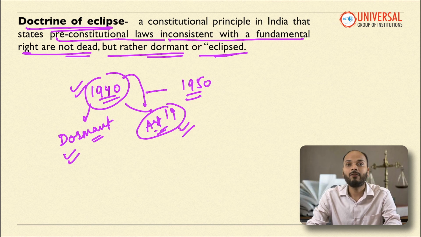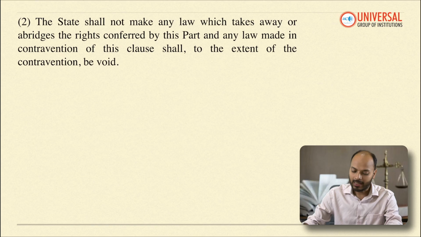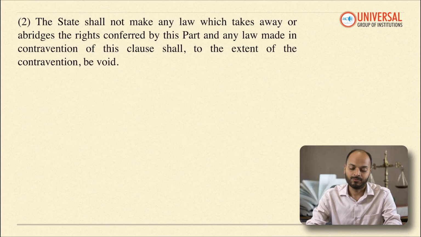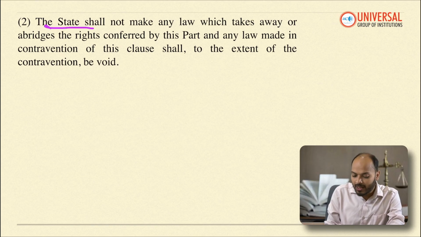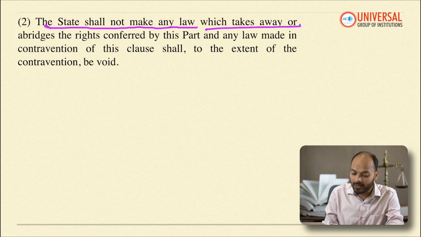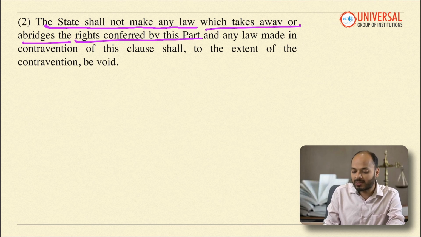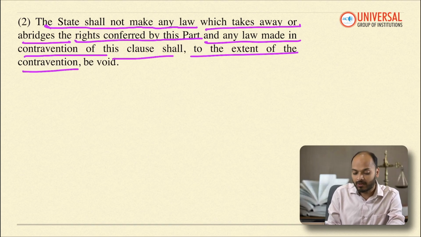So that is what doctrine of eclipse means, that the earlier laws, the laws prior to the Constitution coming into force, if that law is violating any of the fundamental rights, then to the extent of that violation, firstly, it will become void. Secondly, the law will be only dormant, not dead. Moving forward, let us discuss Article 13 subclause 2. Article 13 subclause 2 says, the state shall not make any law which takes away or abridges the rights conferred by this part, and any law made in contravention of this clause shall to the extent of contravention be void.